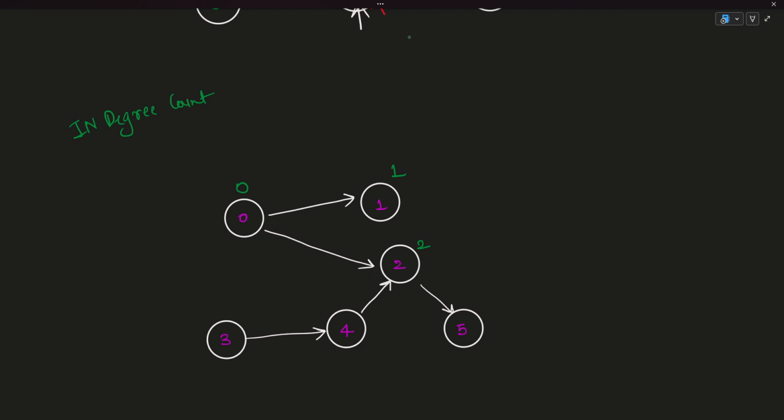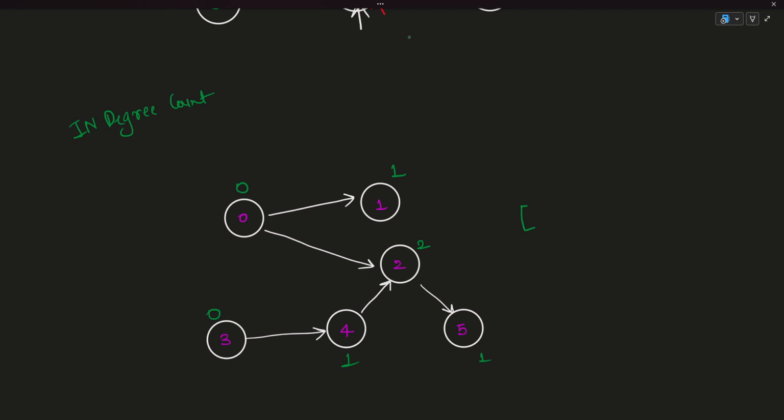The in degree count of vertex 4 is 1 because there is an edge coming from vertex 3. For 5, the in degree count is 1 because there is an edge coming from vertex 2. Now the same we'll find out for vertex 3. The in degree count of vertex 3 is 0 because there is no edge coming to this particular vertex.